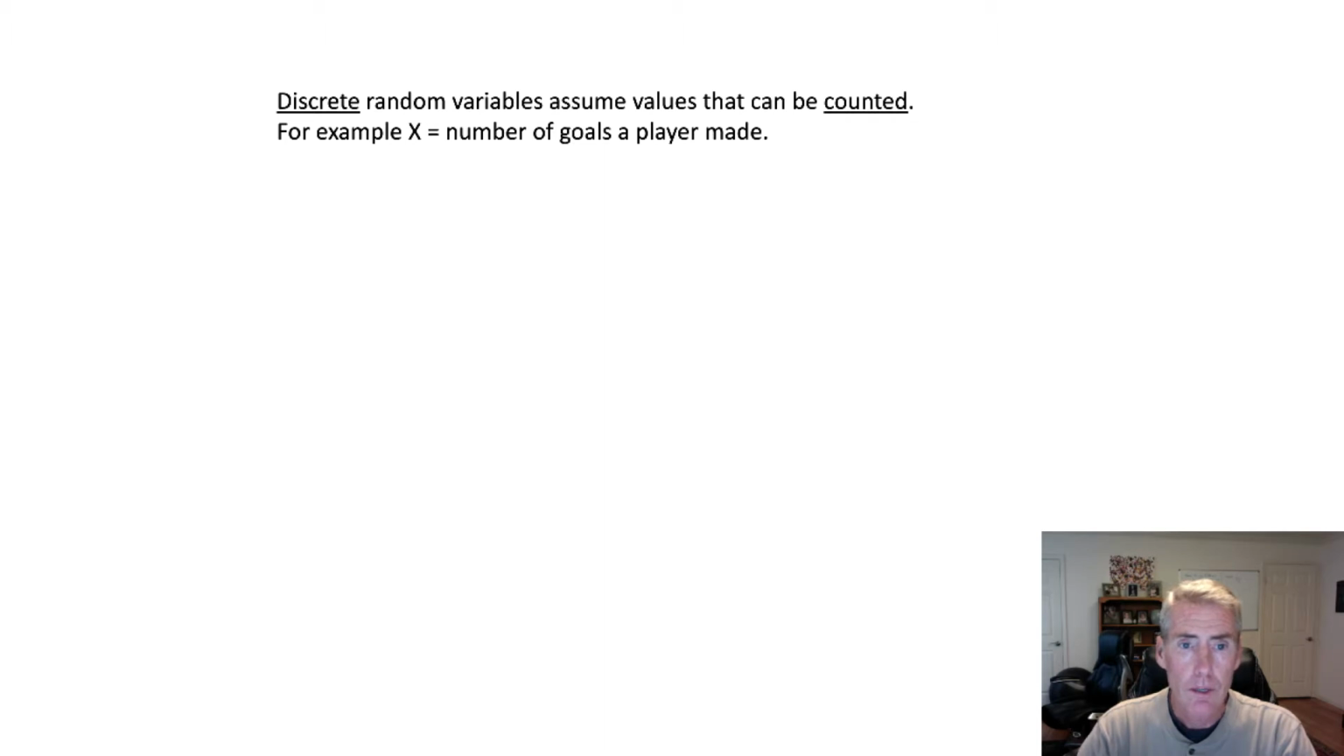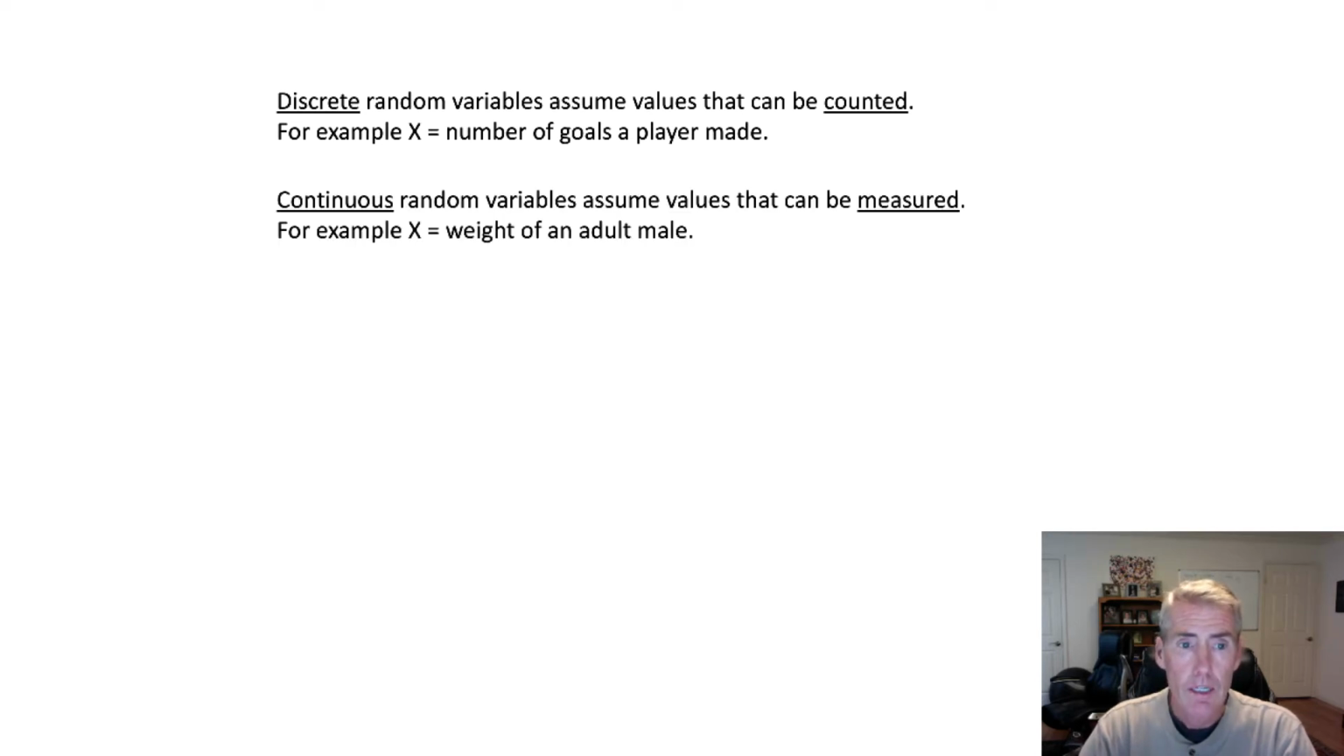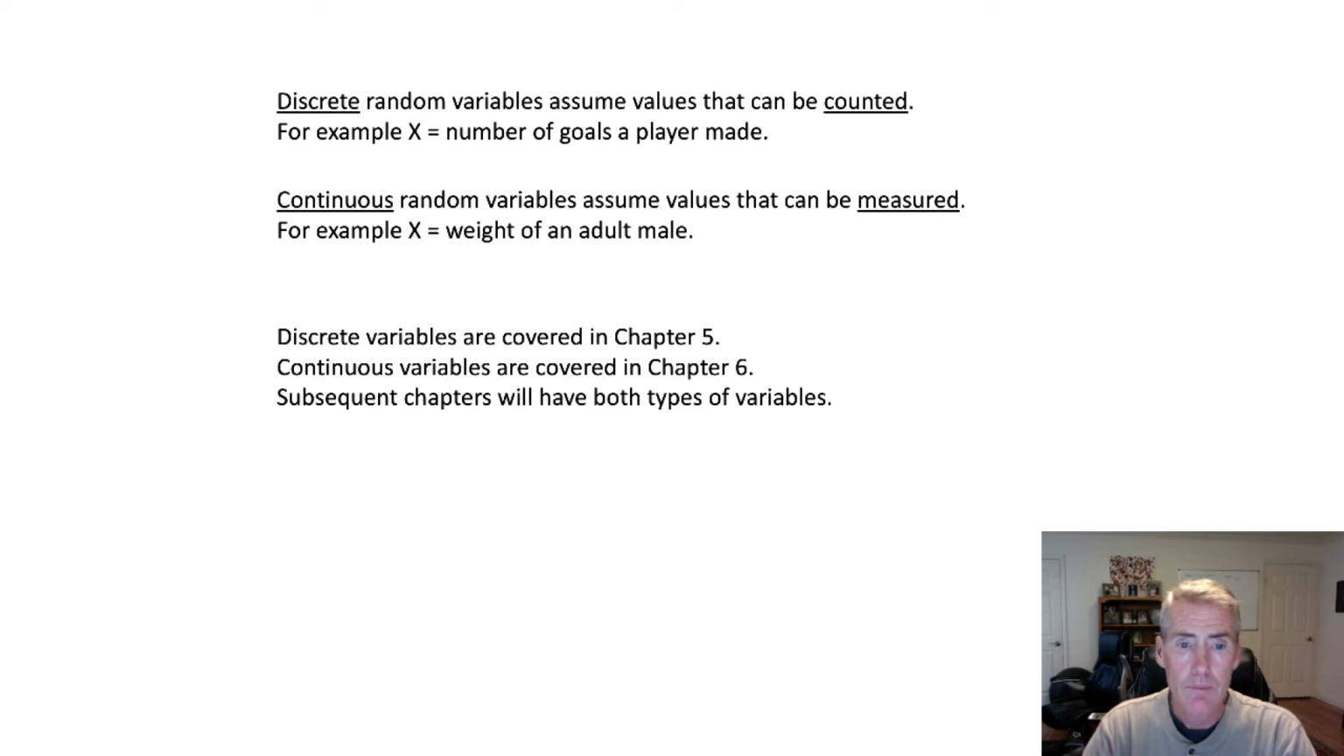So discrete random variables are variables that can be counted. For example, the number of goals that a player makes, the number of chickens that a farmer has, these are things that you can count. Continuous random variables are things that are measured, like the height of a person, the weight, things that you measure, that's going to be continuous. So basically in chapter 5 we're dealing with discrete, and in chapter 6 we'll do continuous variables. And then after that they're going to be mixed together.